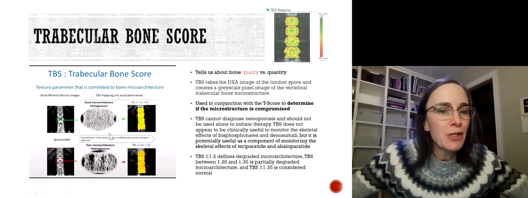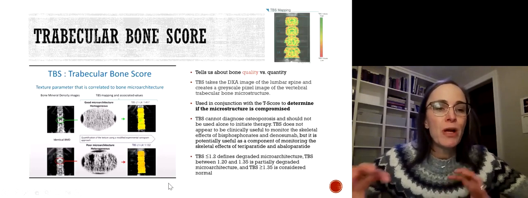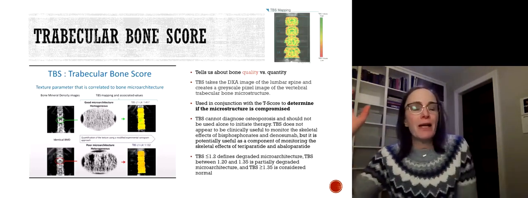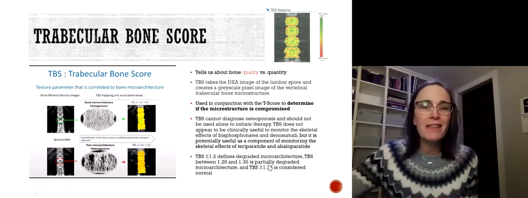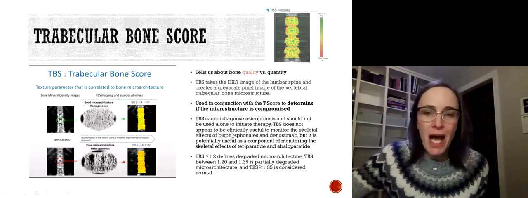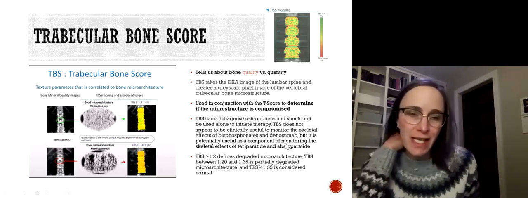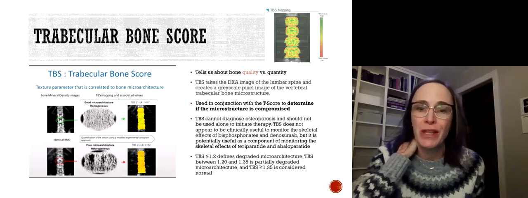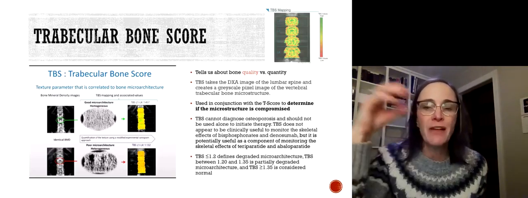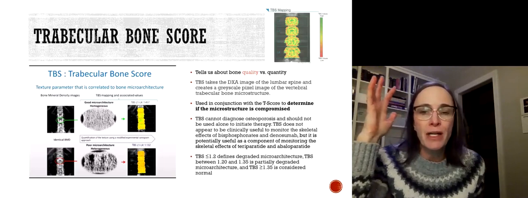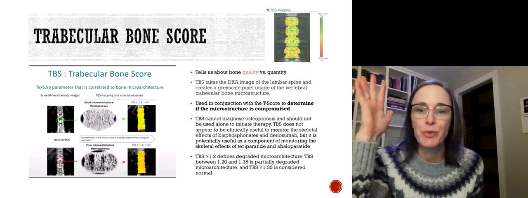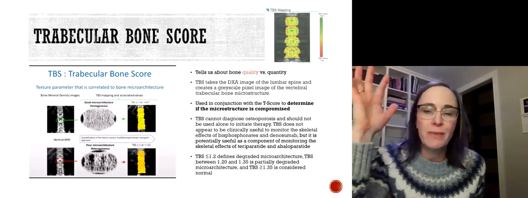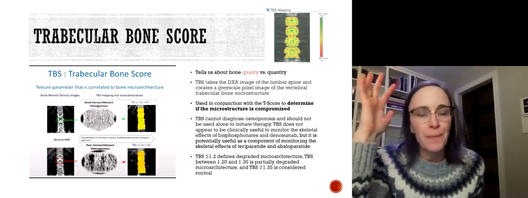So this person up here looks like they have pretty good bones, and this person down here, my trabecular bone score is going to change my FRAX score, and I will show you examples of that. So as of now, a trabecular bone score is not used to diagnose osteoporosis and is not typically used alone to initiate therapy. It's just clinically useful to monitor. Some people use it to monitor the effects of bisphosphonate and drugs like denosumab, which we'll talk about, or some of these anabolic agents that we have for bone.